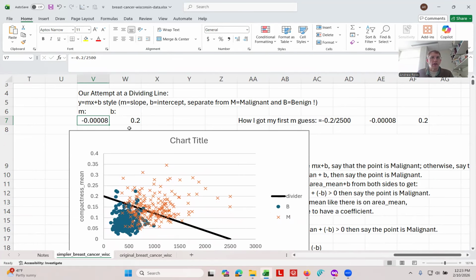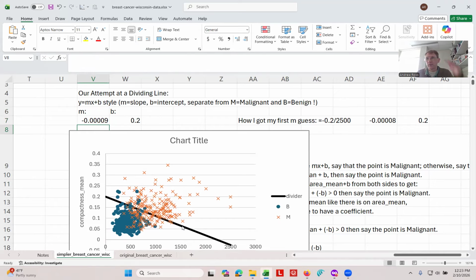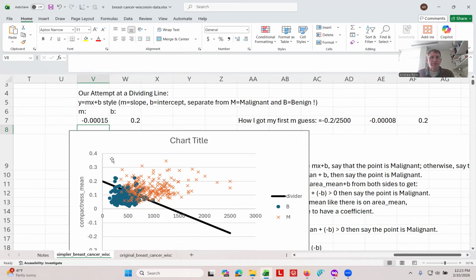So if I use a slightly steeper slope, how about negative 0.00009, you can see that this line became more negatively steep. Or I could do 15 and make it even more steep. So I would hopefully adjust those parameters to get a good balance of false positives and false negatives, for example. Now this is a hard classifier. We're saying if it's above the line at all, call it malignant, rather than saying 90% sure it's malignant. So we can talk about that later.